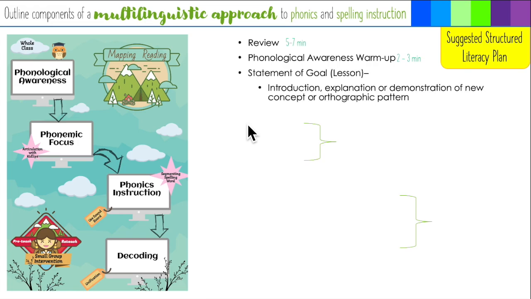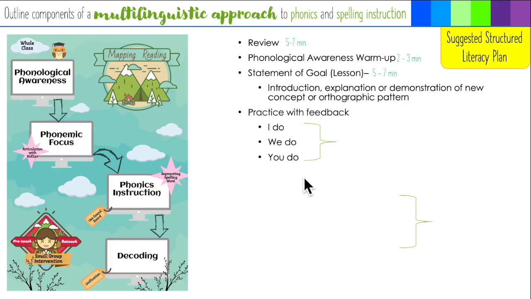Now, you're going to want to have a statement of the goal, like what we're going to try to do today, introduction or explanation of, or a demonstration of the orthographic pattern we're using. This one, again, is your anticipatory set, your introduction for a lesson. It can be 5 to 7 minutes long. It doesn't have to be that long. Again, tailored to the needs of your students.